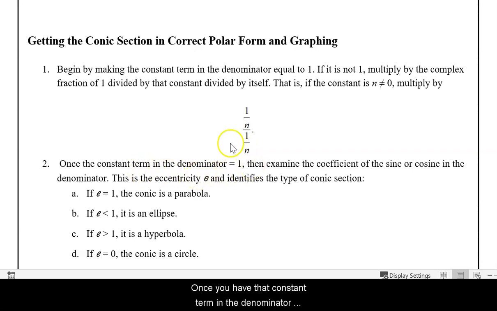Once you have that constant term in the denominator equal to 1, then we focus on the coefficient of sine or cosine. This is the eccentricity, the absolute value of that coefficient. That will identify what type of conic section you have, according to the rules we've already talked about.